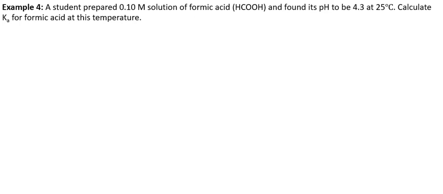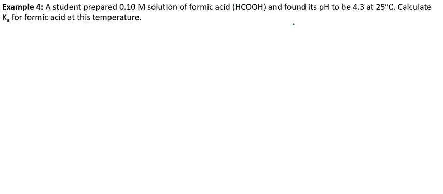This video is dedicated to solving example 4 in the Unit 6 Lesson 4 packet. So let's begin. A student prepared a 0.1 molar solution of formic acid, HCOOH, and found its pH to be 4.3 at 25 degrees Celsius. Calculate the Ka for formic acid at this temperature.